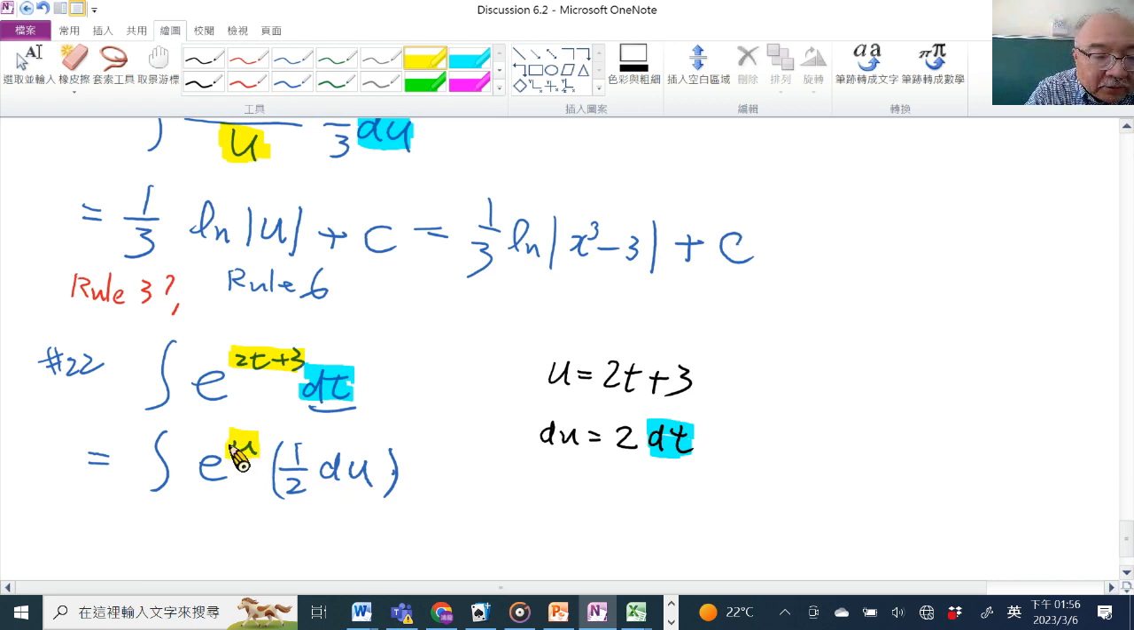So the power in the exponential function will be replaced by u, and the constant one-half goes to the front, with dt replaced by du.